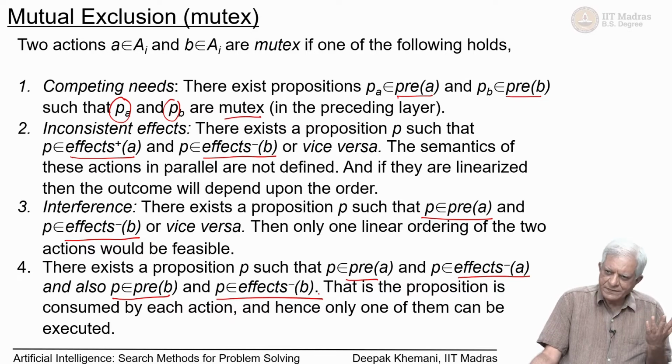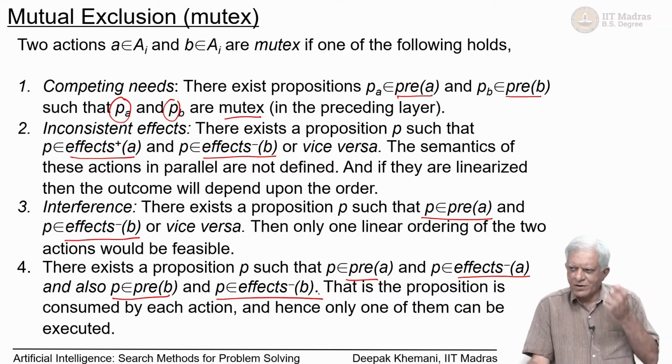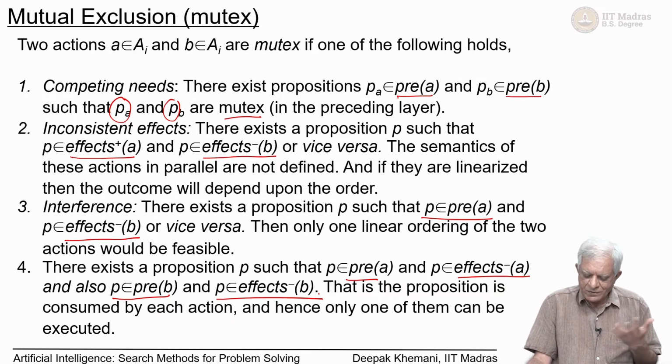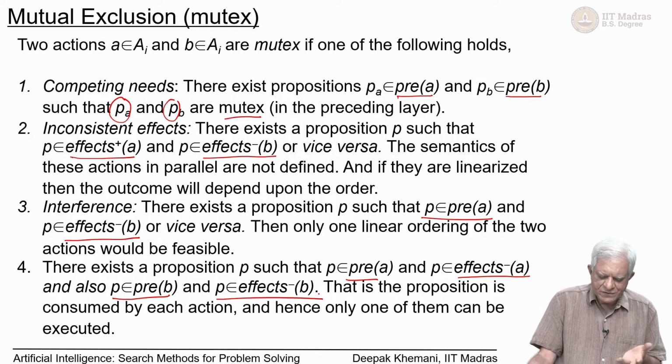So, for example, arm empty. If your arm is empty, then you can pick up block A or you can pick up block B. It is a precondition for both pickup actions and it is a delete effect in both actions. Once you pick up A, arm empty would be deleted. If you pick up B also, arm empty would be deleted. And now we say that both cannot happen at the same time, so they are mutex.